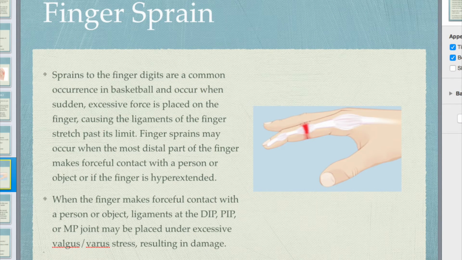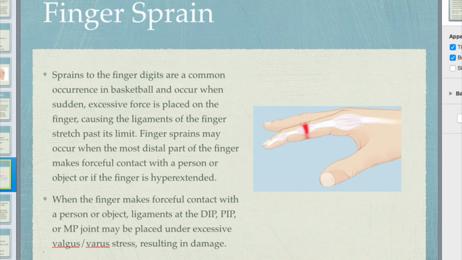Lastly, another common injury associated with men's college basketball and basketball in general are finger sprains. And a finger sprain is an injury to the finger digits that happens with excessive force placed on the finger, causing the ligaments of the finger to stretch past their limit, kind of like the ankle. Finger sprains may occur when the most distal part of the finger makes forceful contact with a person or an object, in this case being a basketball, or if the finger is hyperextended.